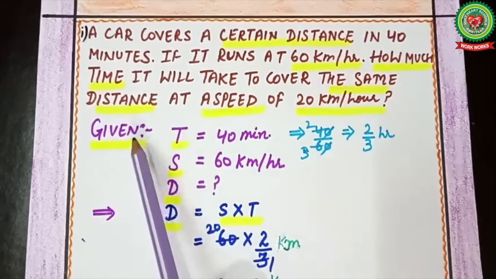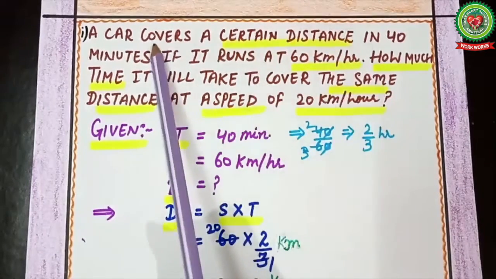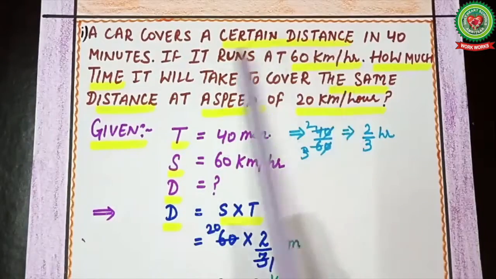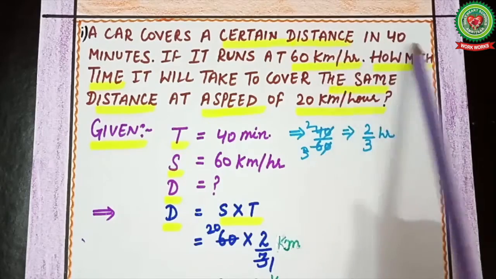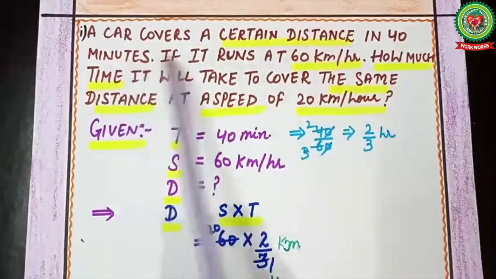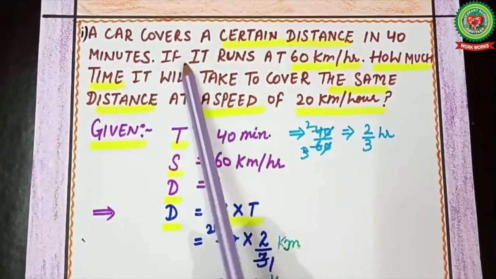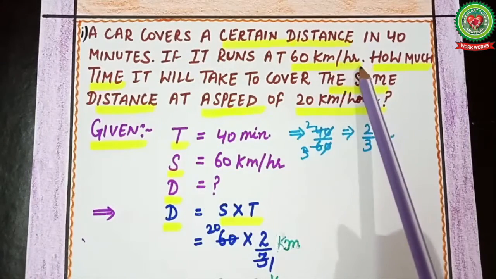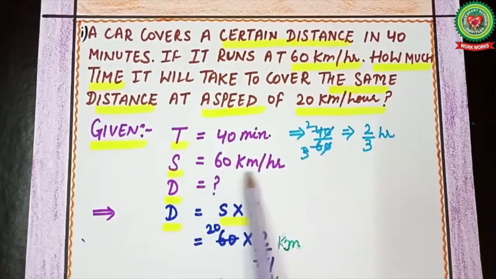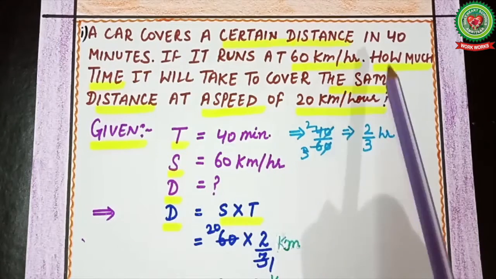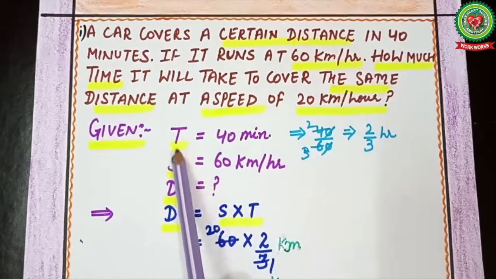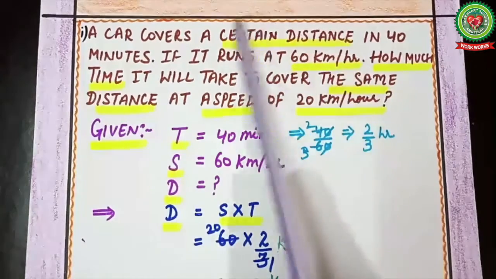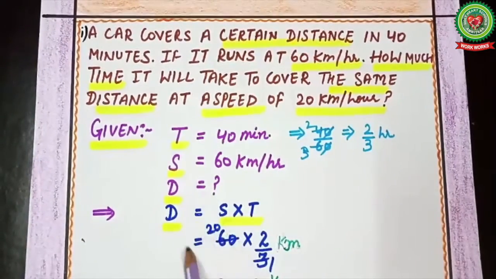So first of all, we will write here whatever is given to you. You can see here, a car covers a certain distance. Certain distance, that means we are not sure about the exact distance. In 40 minutes. So what is given to you? Time, that will be equal to 40 minutes. If it runs at 60 km per hour, so the speed is also given to you as 60 km per hour. Right? So till here, this is your first statement. And from the first statement, we got the time as well as the speed, and we need to find this certain distance. So here you will have the formula: distance is equal to speed multiplied by time.